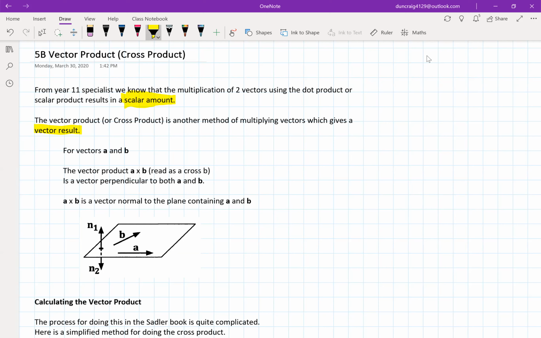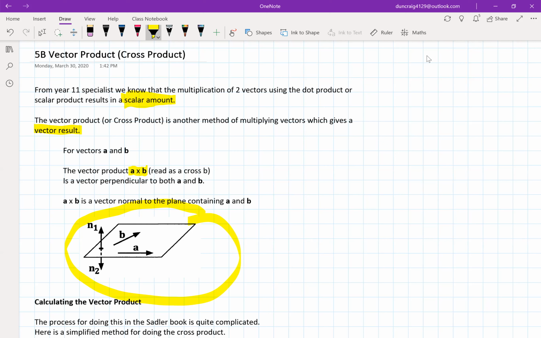Basically the way we write it is A cross B, like that there, and you do an X sort of shape for that. That is the vector perpendicular to both A and B. So if we have a look at the diagram down here, we can see two vectors, vector A and vector B, and they form a plane. And this is true for any two vectors.